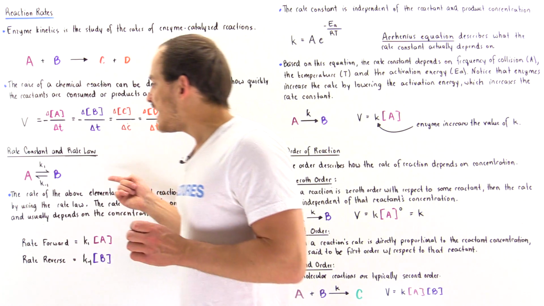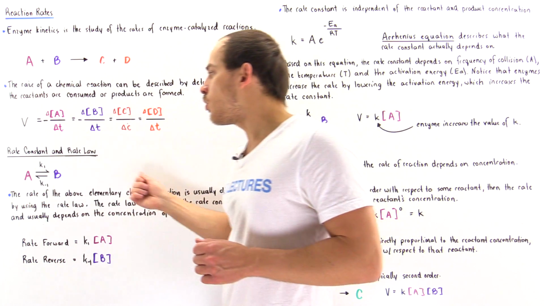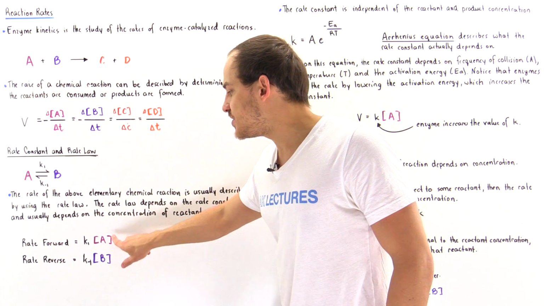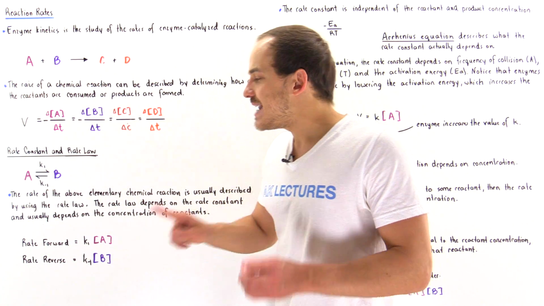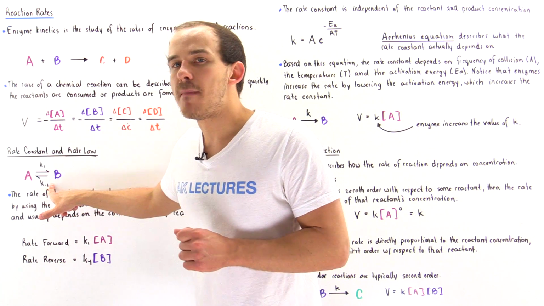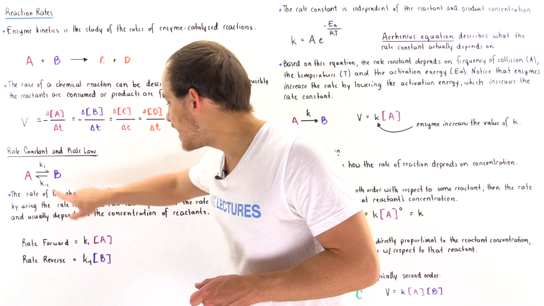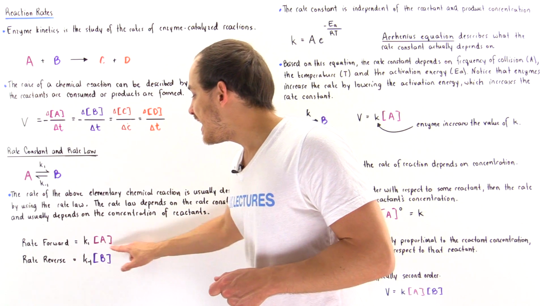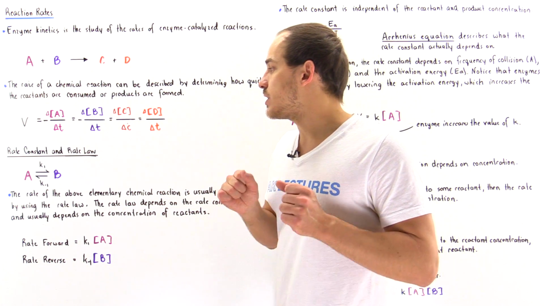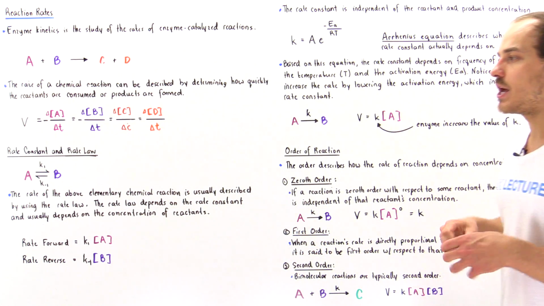And remember that if this reaction achieves equilibrium, then the rate of the forward will be equal to the rate of the reverse. And these two quantities will be equal. Now notice K1 is not necessarily equal to K minus 1. K1 is only equal to K minus 1 if the concentration of A is equal to the concentration of B when equilibrium is actually achieved. So normally K1 is not the same as K minus 1.